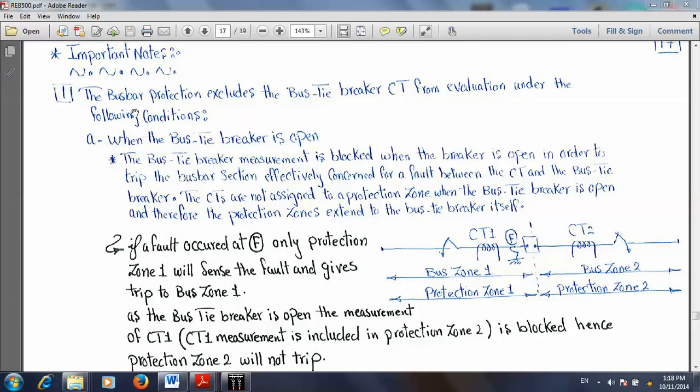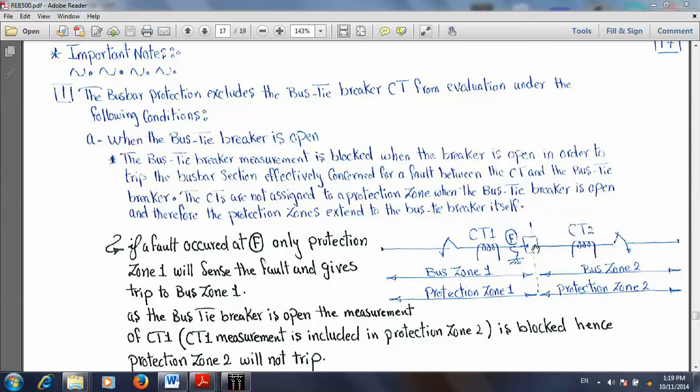Okay, in this case he told you the bus bar protection excludes the bus tie breaker CT from evaluation under the following conditions. It means he will not take the CT measurement into the measuring system if the bus tie breaker is open. And he is telling you here the bus tie breaker measurement is blocked when the circuit breaker is open in order to trip the bus bar section effectively, concerning a fault between the CT and the bus tie breaker. What's the meaning of this one?